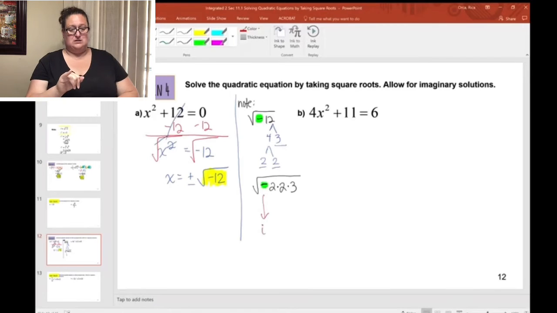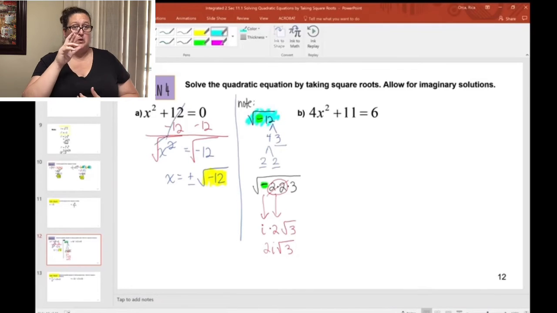And then also, when you're taking the square root of a number, you need to look for a pair of identical numbers. Here's our pair, 2 times 2. 2 times 2 is 4, and the square root of 4 is 2. That's going to go outside. What we're left with inside is the 3. So now we know that the square root of negative 12 is equivalent to 2i radical 3.